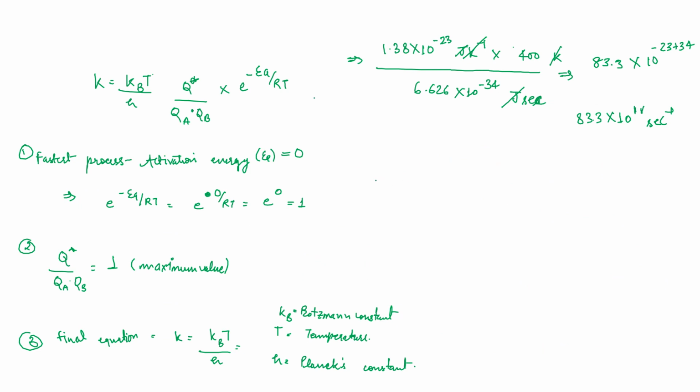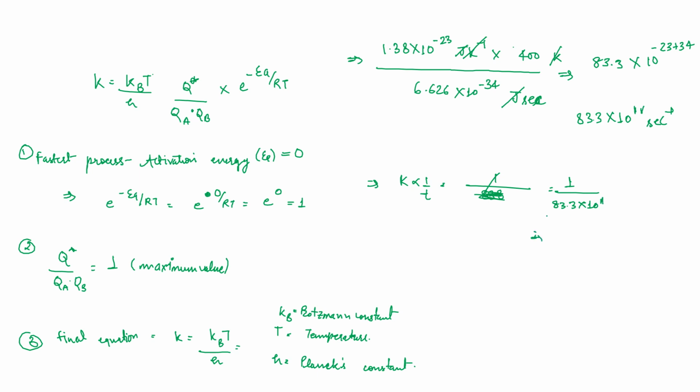Now, what they have asked us to calculate is the time constant. So we'll just take the reciprocal. Since we note that k is inversely proportional to the time constant, and its unit is also second inverse, we'll just take its reciprocal. So it will be 1 divided by 83.3 into 10 to the power 11.